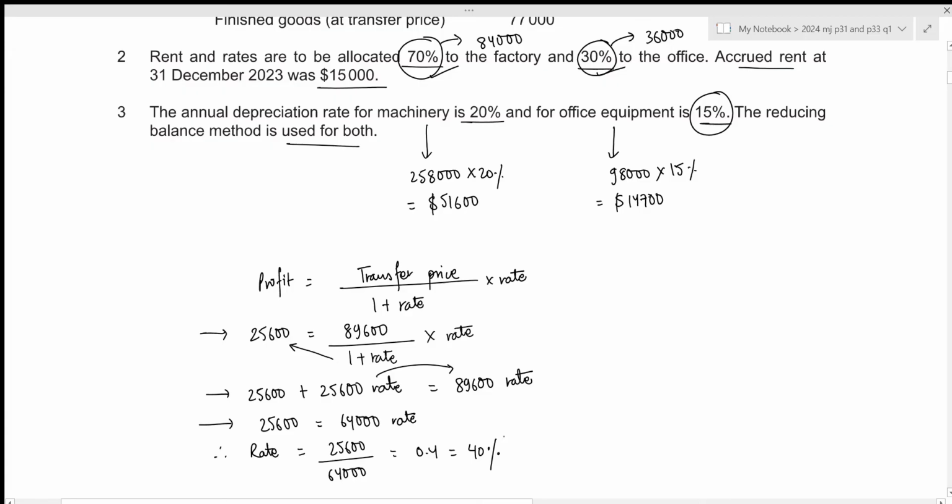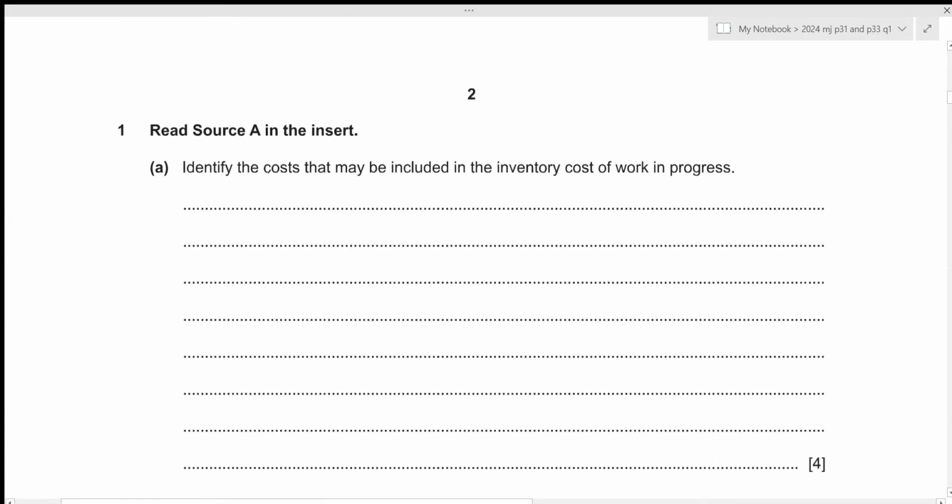Okay, let's start with the first part of this question. We need to identify the costs that may be included in the inventory cost of work in progress. Okay, for work in progress, these are the goods that are not raw material and not the finished product. So it's somewhere in between. And the cost that will be included will be the cost of direct materials. Let's write it down. So cost of the purchases of direct materials. The second cost to be included will be the delivery cost for these purchases. The third one will be the direct labor cost.